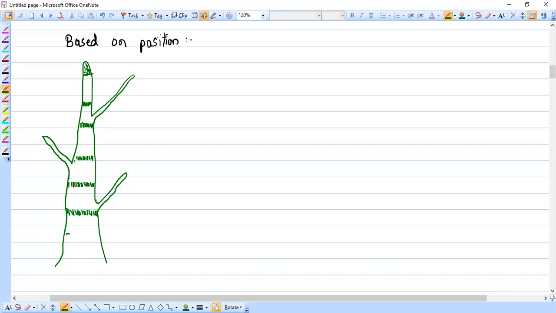And the one that is responsible for increasing the girth. Girth means thickness of the tree. If you want the tree to become fat, with respect to girth there are different tissues. So very first, based on position, the one which is present at the tip is called apical meristem.